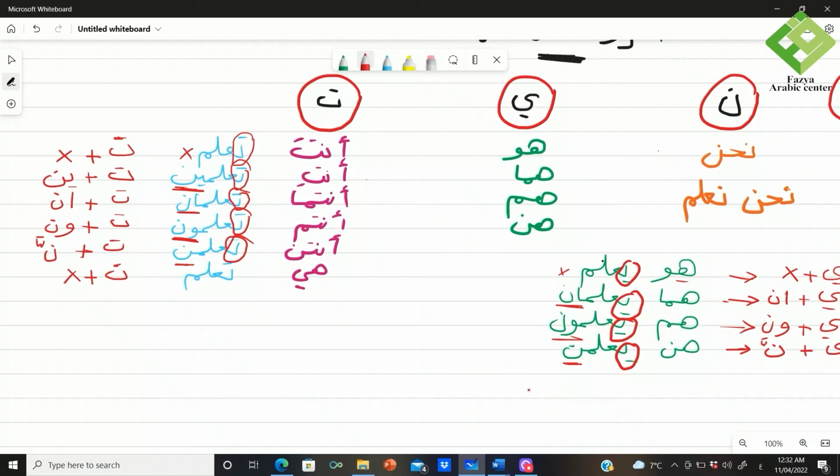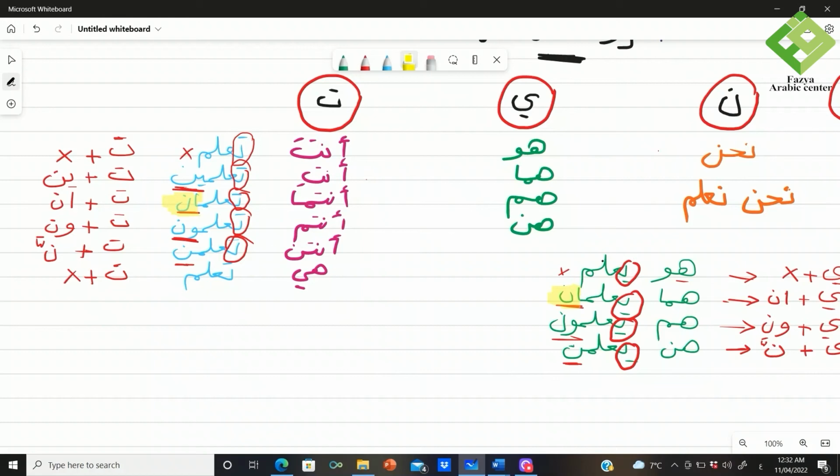Now, if you compare here the 4 conjugation forms of the ya and the 6 conjugation forms of the ta, you're gonna find some similarities in certain situations. So, for example, the dual, huma, and antuma end with alif nun, as you can see. And what is differentiating between them is the start of a ya with huma and the start of a ta with antuma.